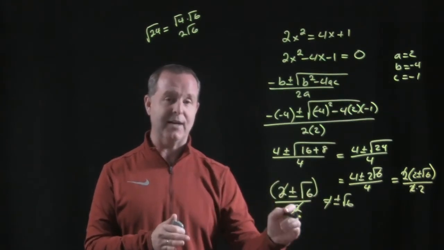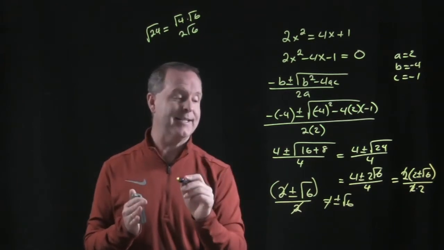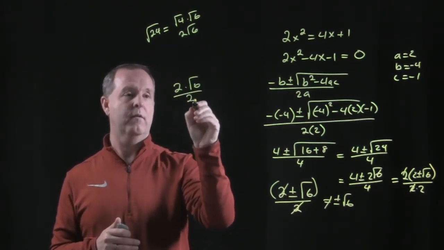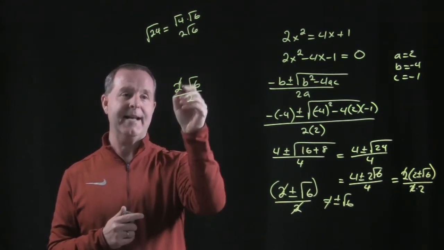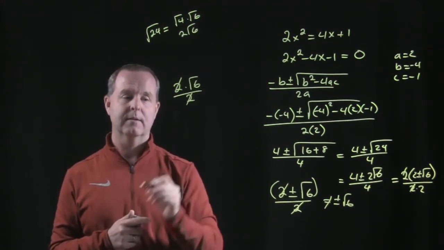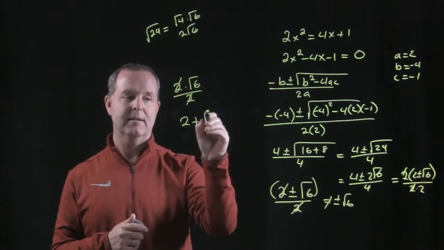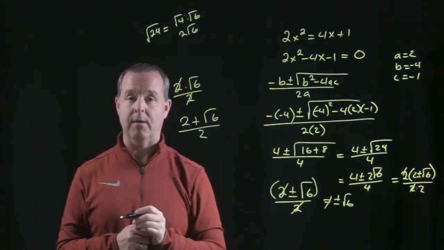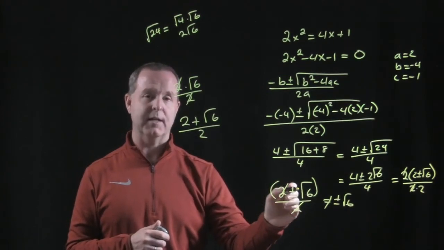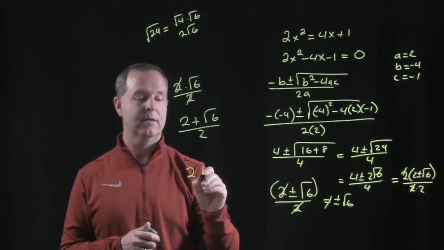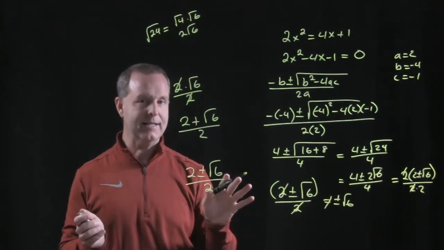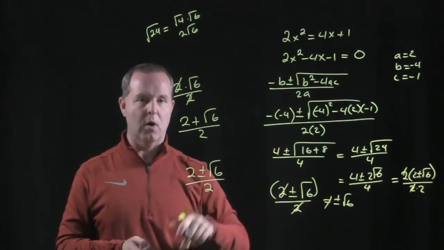The only time we can factor out those 2's is if I had something that was maybe 2 times root 6 over 2. Then I could factor those 2's out. But when I have 2 plus root 6 over 2, I cannot factor those 2's out. So my final solution here is 2 plus or minus root 6 all over 2. Done, finished, wrap it up, go home, tie a bow on it.